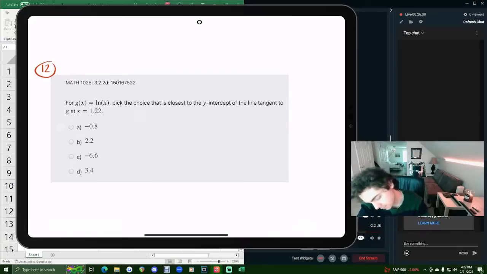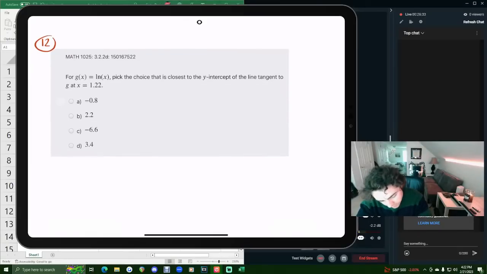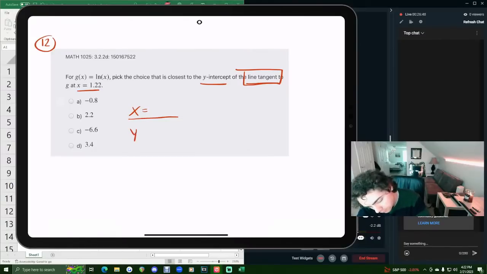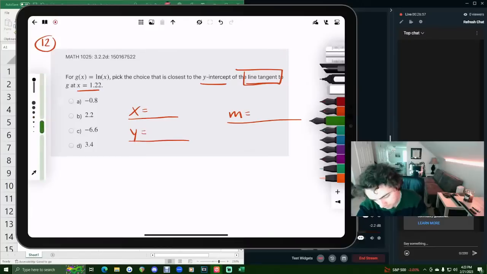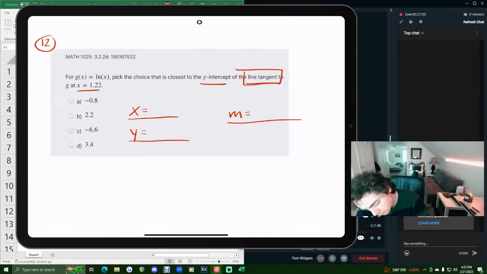Doing pretty good on time. Let's keep it rolling. G of x is ln of x. Pick the choice that is closest to the y-intercept of the line tangent to g at x equals 1.22. What we need anytime they mention a tangent line is this. We need an x value, we need a y value, and we need a slope value. Okay, so the x value is given to us. The x value is 1.22.